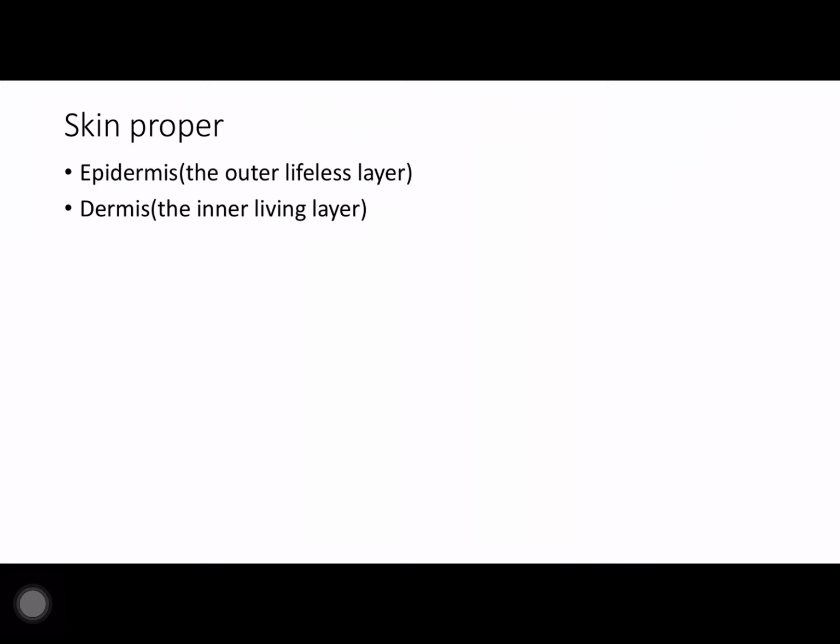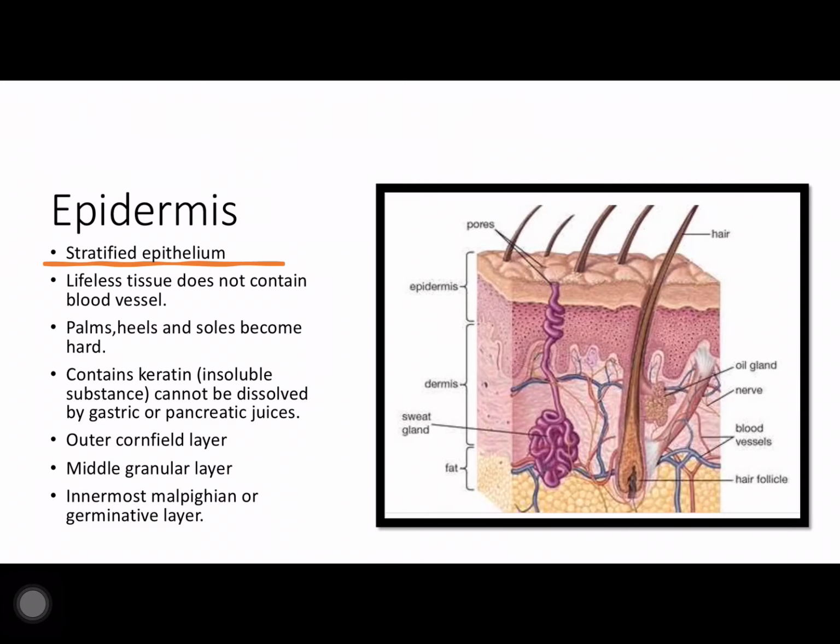First one, the outer lifeless layer called the epidermis, and next comes the inner living layer called the dermis. Is it clear? Now let us see the picture and get a clear picture of the skin structure. So till now we were talking about the skin. We should see the structure of the skin. So we are going to see the structure now. Now see, this is the structure of the skin.